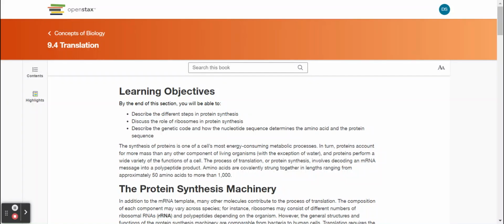Section 9.4, Translation. By the end of this section, you will be able to describe the different steps in protein synthesis, discuss the role of ribosomes in protein synthesis, and describe the genetic code and how the nucleotide sequence determines the amino acid and the protein sequence.